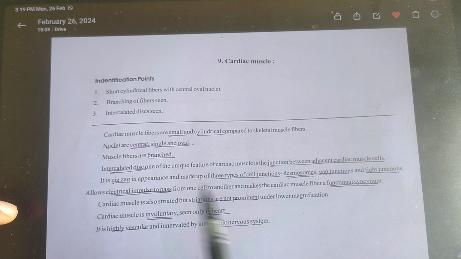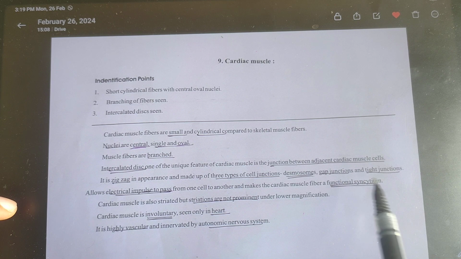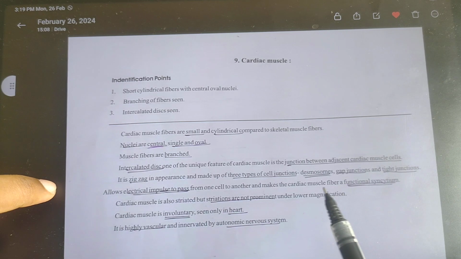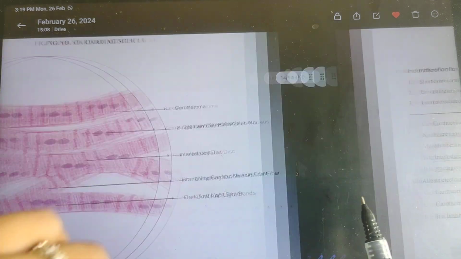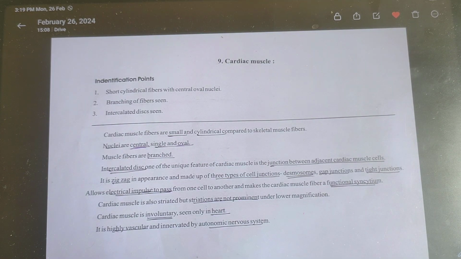The zigzag appearance is made up of 3 types of cell junction, that is the desmosomes, gap junctions, and tight junctions. These are cellular communications, and they allow the electric impulse to pass from one cell to another cell to make the cardiac muscle a functional syncytium. Syncytium means together; it functions as a syncytium because everything will contract at a time because of this intercalated disc.